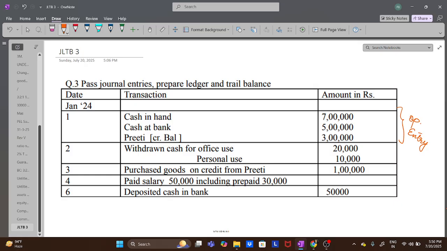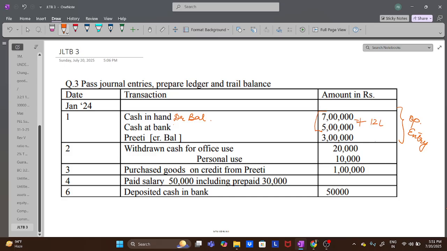Okay, today we start with journal, ledger, trial balance long question. This question has an opening entry. See, nothing is written with them. We presume they have debit balance, and we know our assets have debit balance. So we have two assets, one of 7, one of 5. That means total 12 lakh.